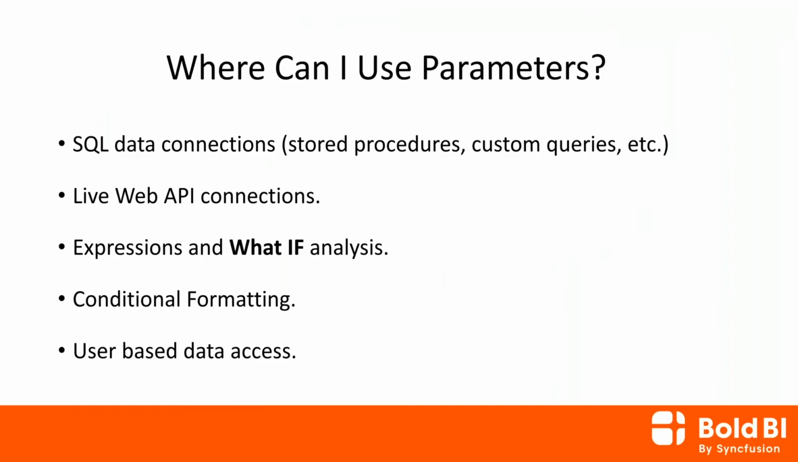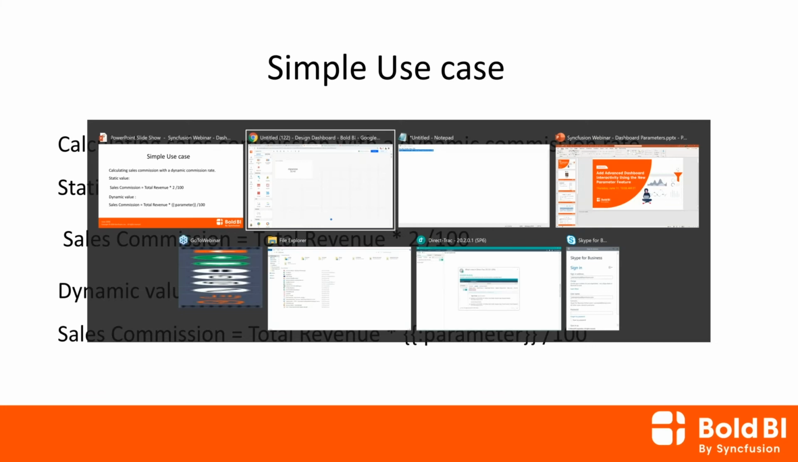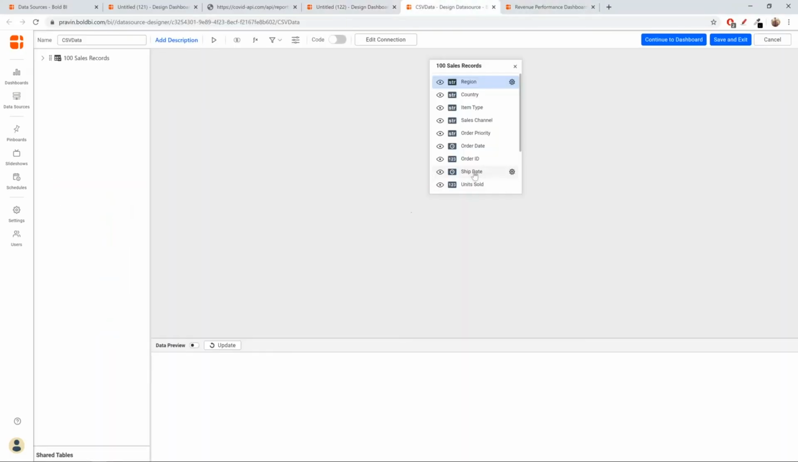The third one is using the parameter in expressions for what-if analysis. Let's see the first example that we saw before, calculating the sales commission using a dynamic commission rate. I'll demonstrate the same example here with the data that I have. I have data that is imported from a CSV. It has all the fields like region, country, sales, total revenue, profit, and so on. So I'm going to calculate the sales commission using the total revenue field that I have here.